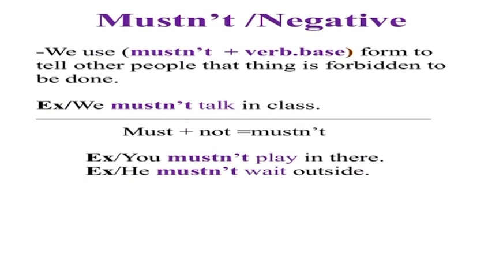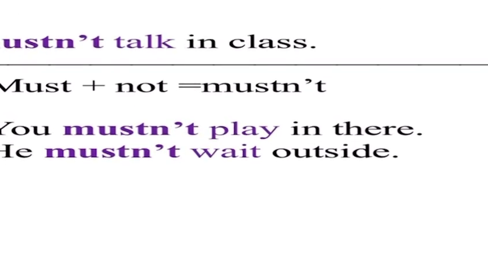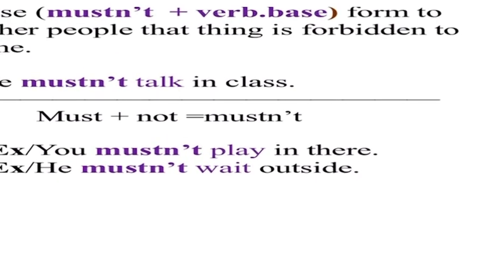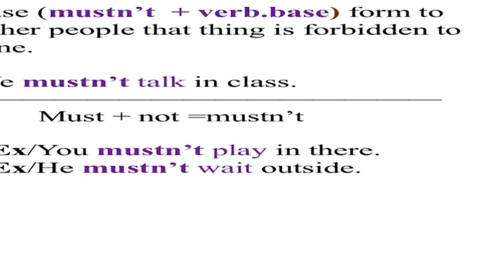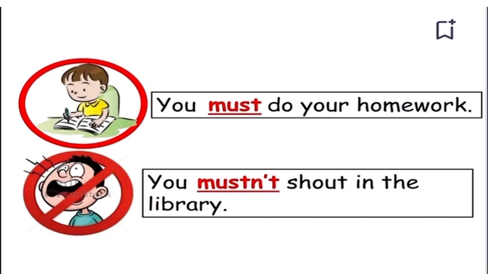For example, we mustn't talk in class. So it's forbidden to talk in class, for example, in another language or when the teacher is explaining. And for example, he mustn't wait outside. First of all, we have the verb base after mustn't, and it must not end with anything, only the verb base. And second, he mustn't wait outside. It means it's forbidden to wait outside. You have to enter. For example, you mustn't walk on the grass, or you mustn't pick the flowers in the park, or any kinds of examples can be used.